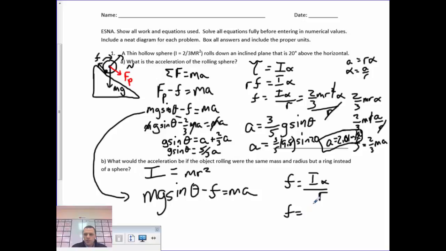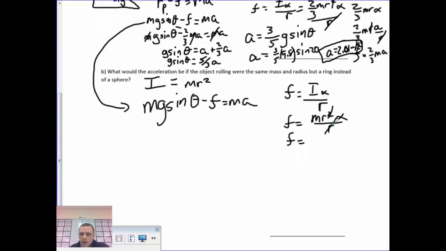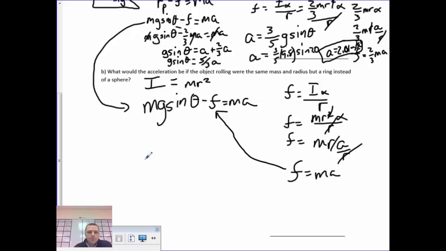The friction is just mr squared divided by r times alpha. So the square goes away. And then the alpha value, like we did above, is just a divided by r. So the r goes away. So the frictional value is just ma in this case. So with a substitution here, I get mg sine theta minus ma equals ma.